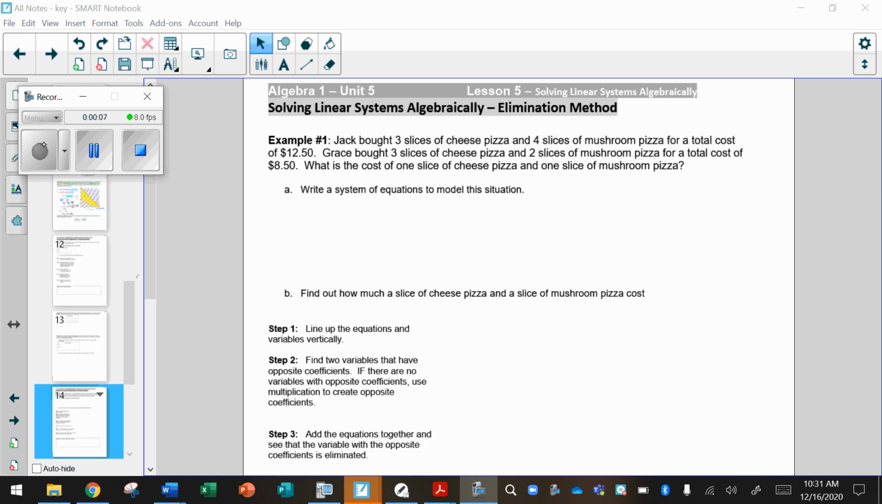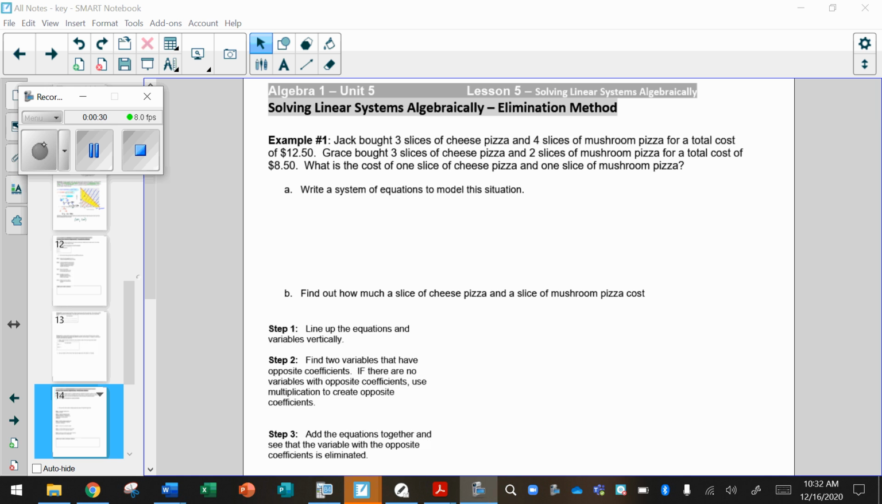This one's going to be a fun one. This is Unit 5, Lesson number 5. We're going to solve a system of equations. That means two equations at once. Solve a system of equations using our algebraic skills, and I'm going to show you how to do something called the elimination method.